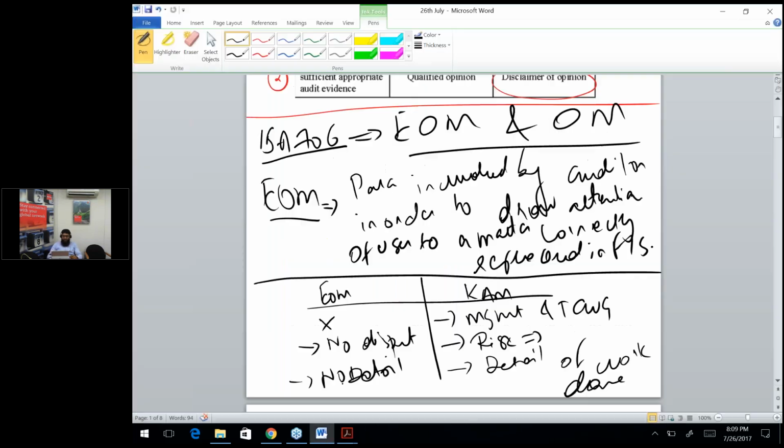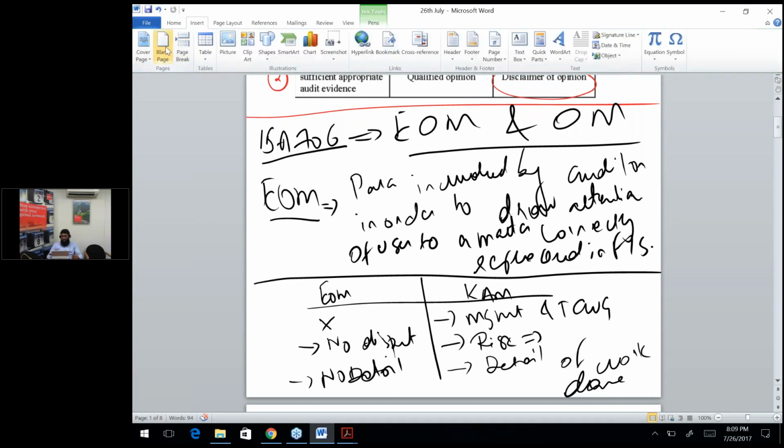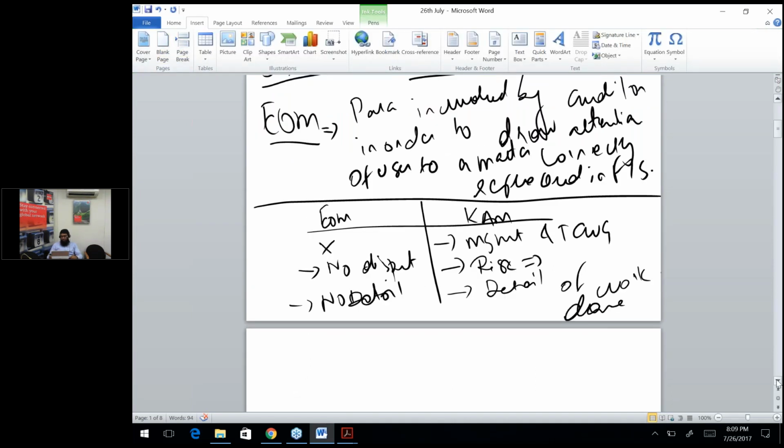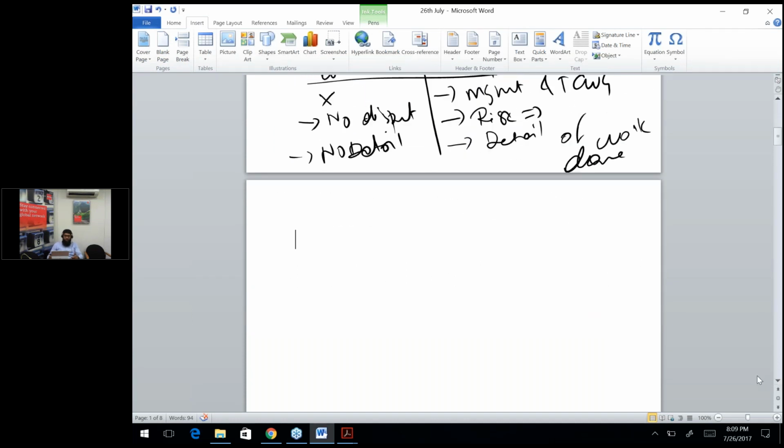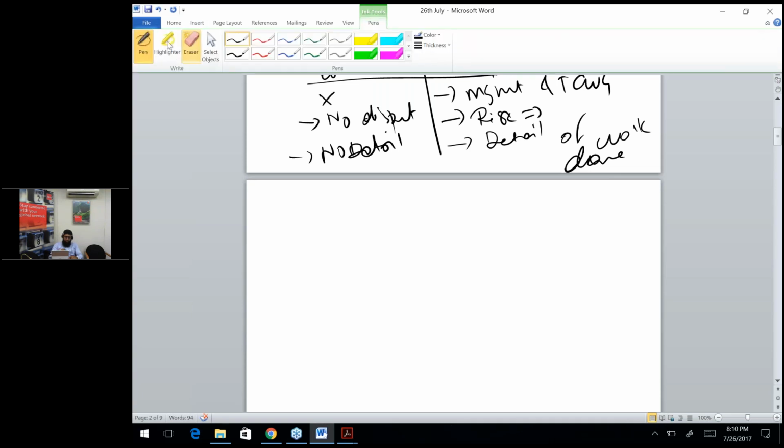It's a matter which management wanted to highlight, but then again the management says that it's being correctly reflected. So the auditor says it's being correctly reflected by the management, so we don't need to really say much about it. Now let's move forward. We are done with this emphasis of matter. Now let's talk about the other matter section.